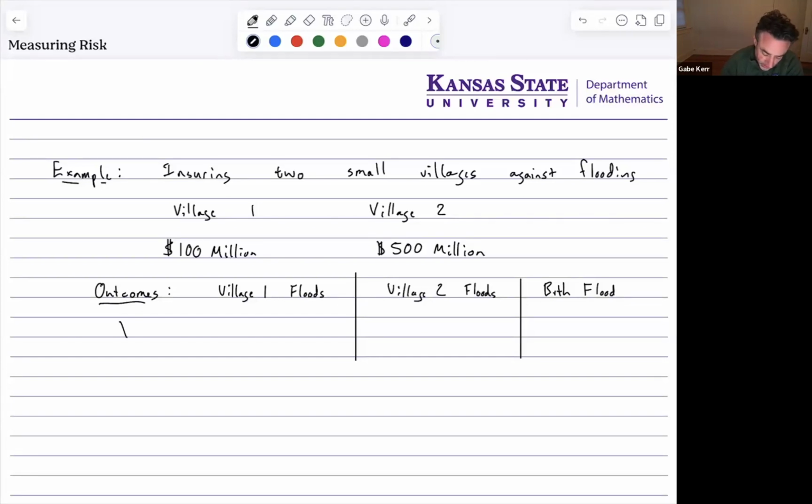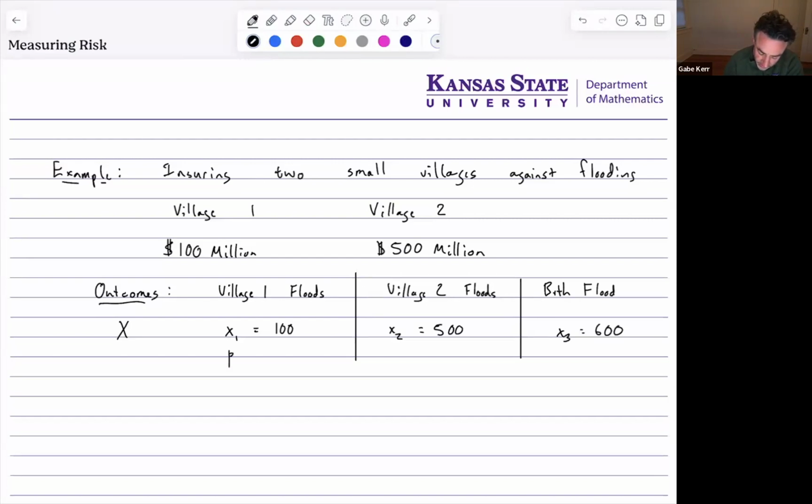So we're just going to look at the cases that occur. So what is our X value here? If village 1 floods, it's 100 million. I'll just do it in millions of dollars. Say 100, X2, 500, and X3 will be 600 because we have to pay out both villages.